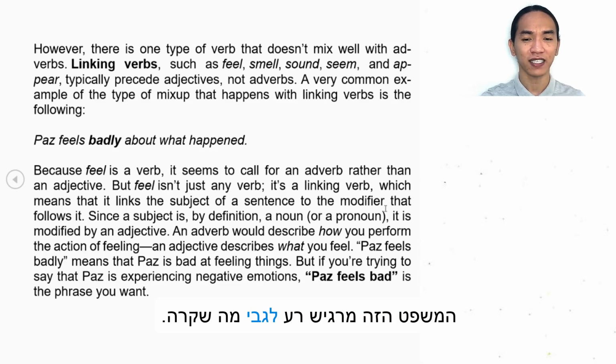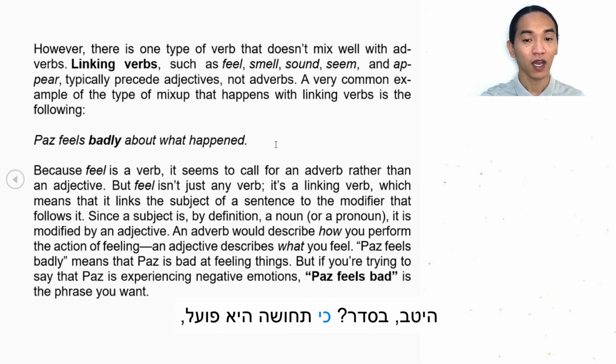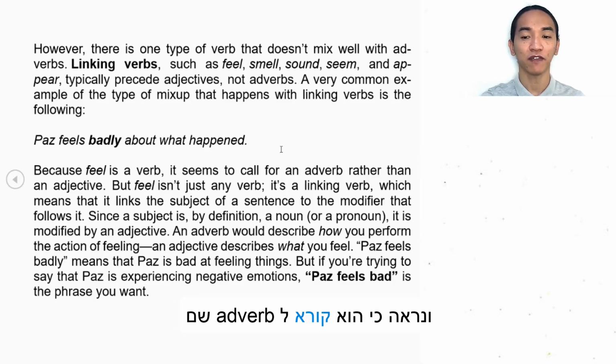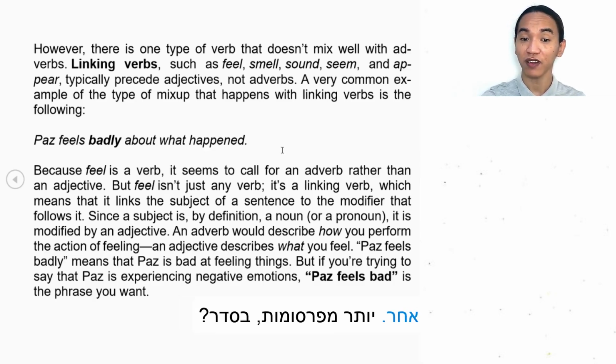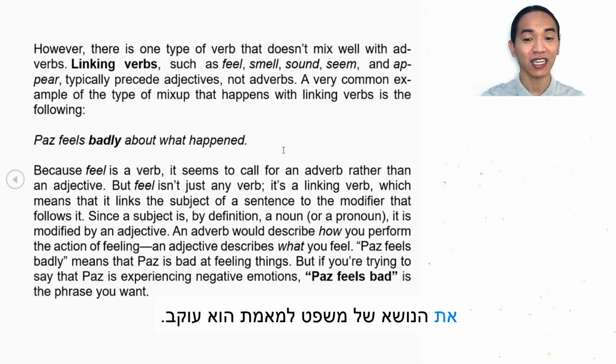So a very common example of the type of mix-up that happens with linking verbs is this sentence. Paz feels badly about what happened. So I want you to please understand this sentence very well. Okay, because feel is a verb and it seems to call for an adverb rather than an adjective. Okay, but feel isn't just any verb, it is a linking verb, which means that it links the subject of a sentence to the modifier it follows.